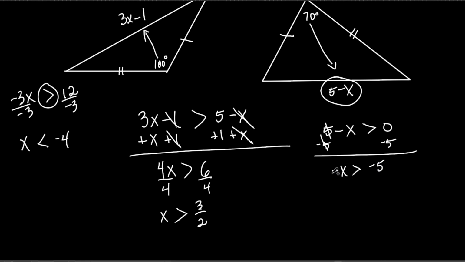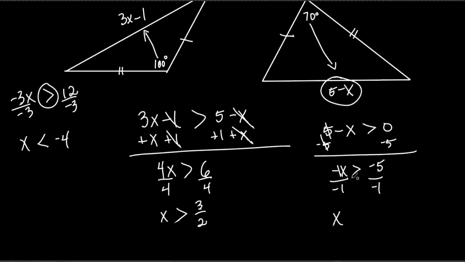Now, look at this. I got negative x. It's like having a negative 1x. How do I get rid of that negative 1? I don't want a negative x. I divide by a negative 1. Now, what did I just do? I divided by a what? A negative. So what am I going to have to do with my inequality? I got to change the direction of the inequality.